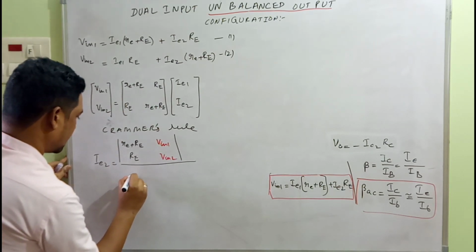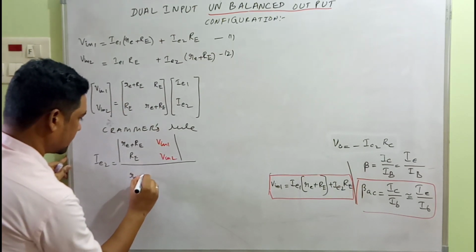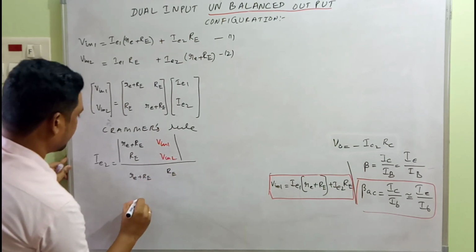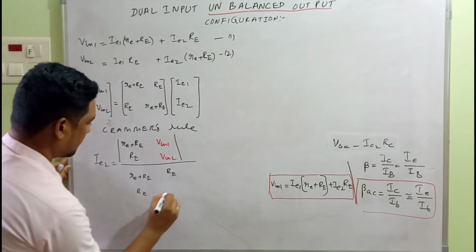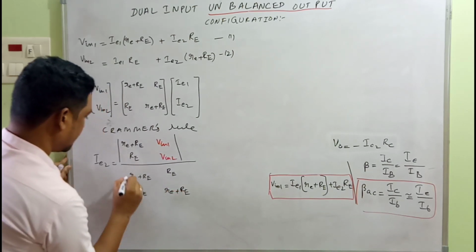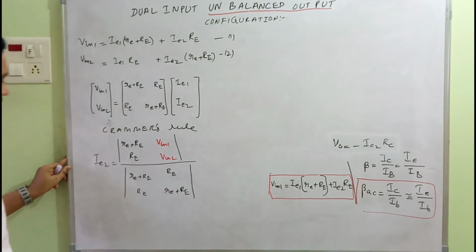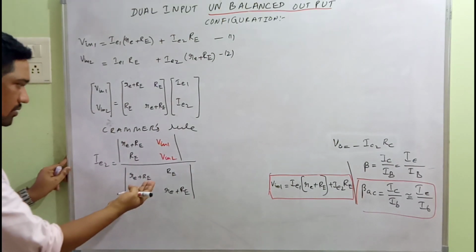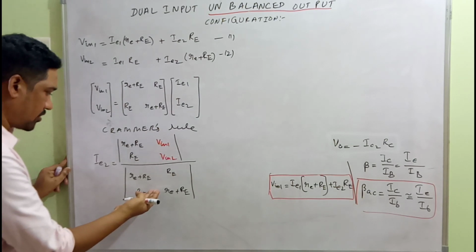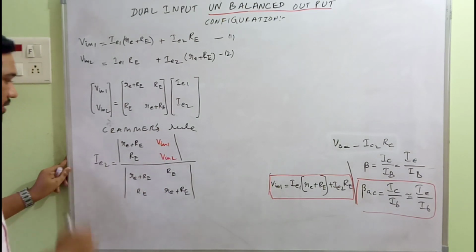What is that as it is? RE plus RE and RE. Here we have RE plus RE here, and the determinant of this one. So this ratio, the determinant of the numerator over the determinant of the denominator of this expression, will give our IE2.